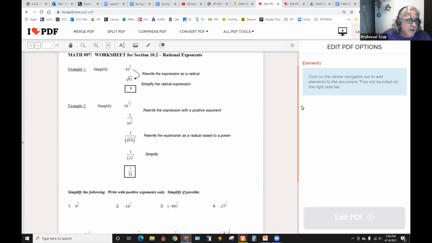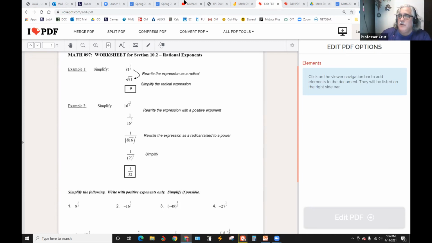What we have here is our next lesson. And we looked at these examples last time, I believe. But let's go through them again. All right, we have 81 to the power of 1/2.